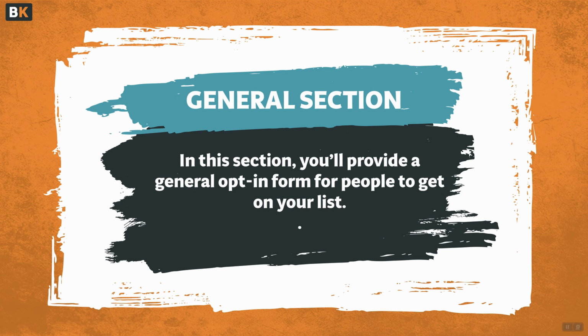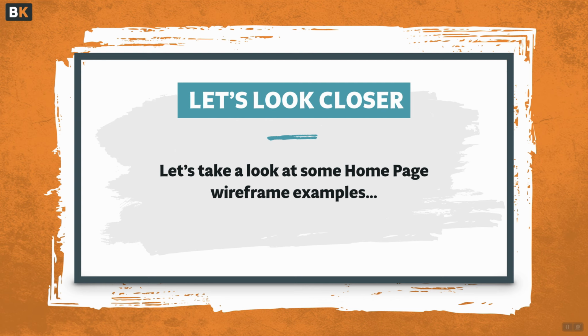And what we do recommend is, if your ESP does allow a double opt-in feature, that you use that for this specific form, because it is an embedded form right directly on the page. You want to make sure that you're not getting bots on your list. And so that will help you keep your list clean for this general opt-in form section. All right, so let's take a closer look at some wireframe examples of a home page.